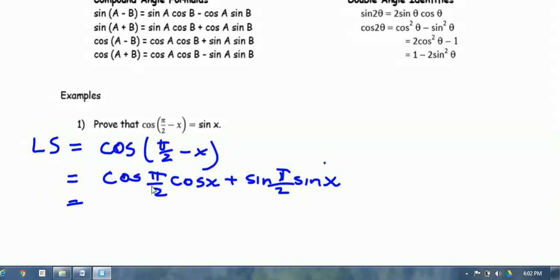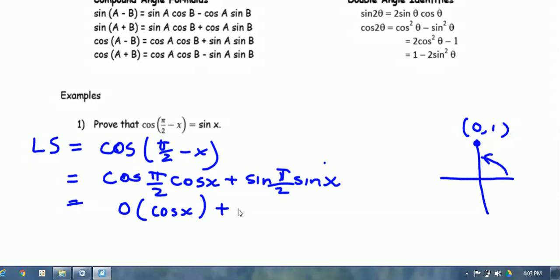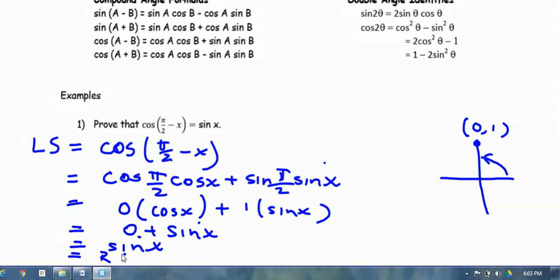Okay? So then, now, cos of pi/2, we have to go to our Cartesian plane, to our pi/2 angle, which is here, and this is the ordered pair (0, 1). So we know that the cos of pi/2 is 0 times cos x, plus the sine of pi/2 is 1 times sine x, which is 0 plus sine x, which of course is just sine x, which is the right-hand side. Therefore, cos(pi/2 minus x) is equal to sine x is an identity.